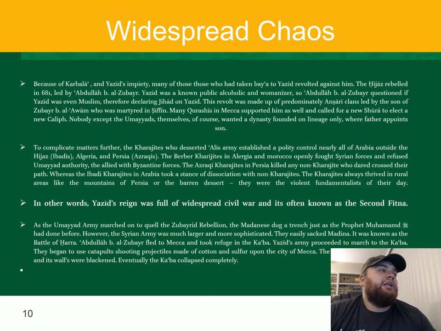And so the Umayyad army marched to quell the Zubayrid rebellion, and the Ahl al-Medina, or Medinese, they dug a trench, just like during the Prophet Muhammad's times, right? The Battle of the Trench, Khandaq. And the Syrian army was just really big. Their technology was much more sophisticated. They were way better supplied, and easily conquered Medina. It was known as the Battle of Harra.